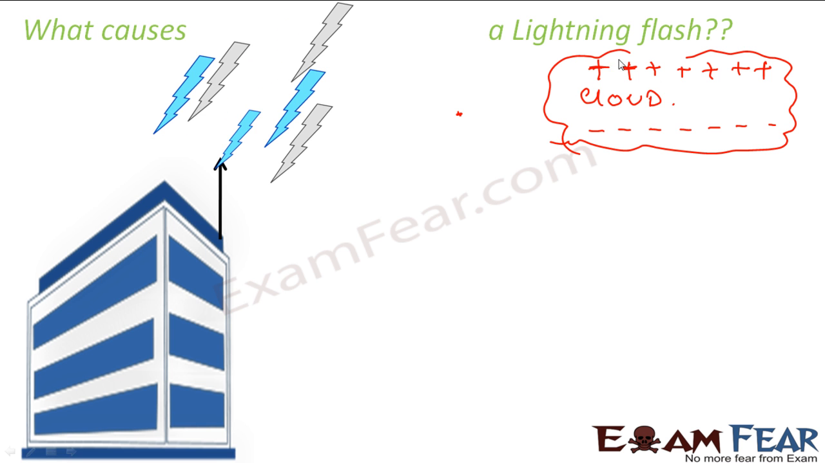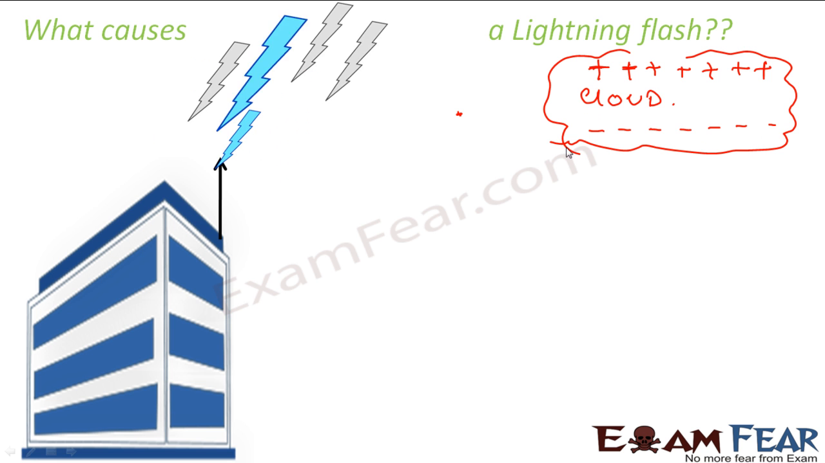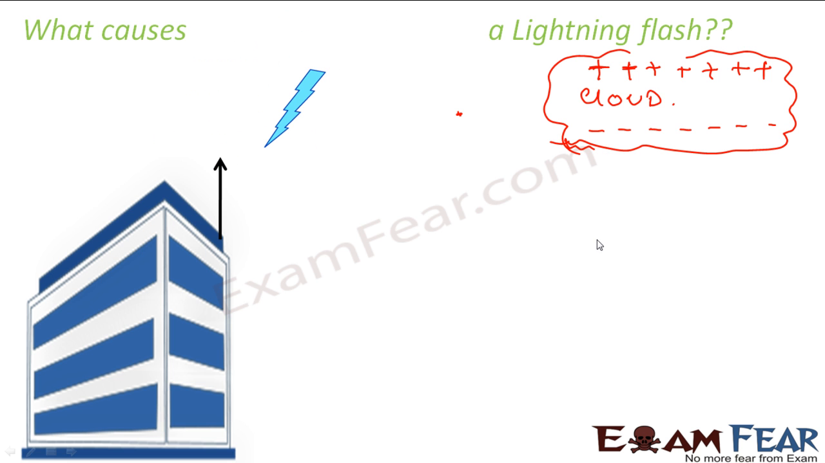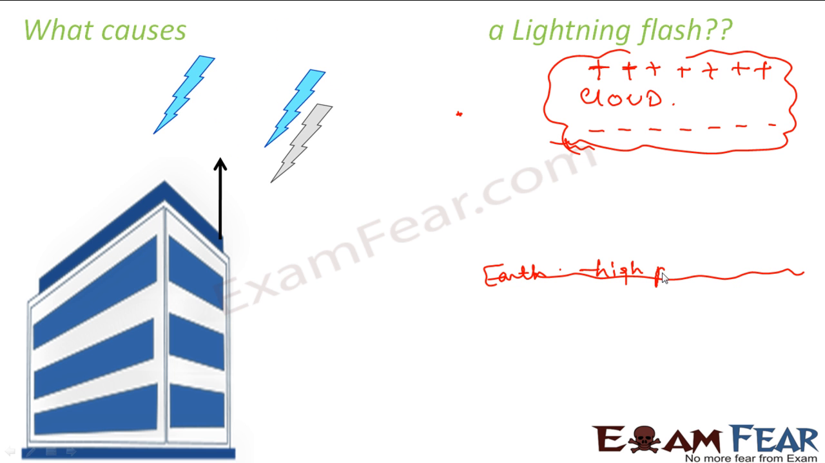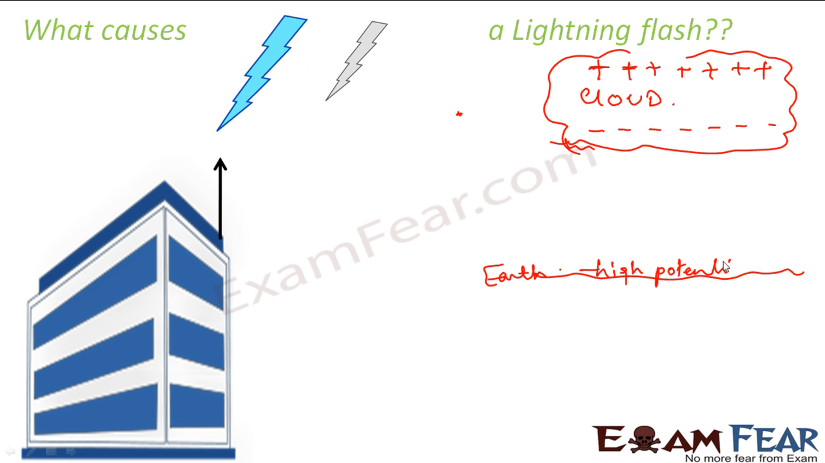So in the cloud, the upper half consists of the positive charges and the lower half consists of the negative charges. Now since this lower half is comparatively nearer to the surface of the earth, the earth seems to be at a higher potential. So if this is earth, earth is at a higher potential when compared to the lower layer of the cloud.